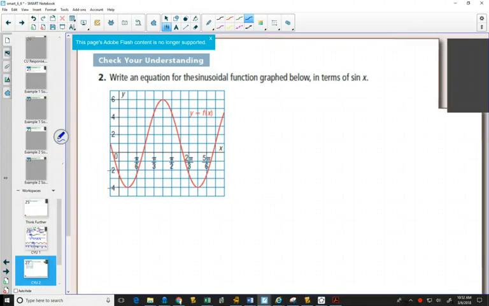Now we want to write an equation, and this time they say in terms of sine, but the graph is given to us. So we have to look at the graph and undo the DABC in order to figure out what's happening and what we can put into our equation. So the D and the A kind of go together. We're looking at this graph. It's got a maximum at 6, a minimum at -4.